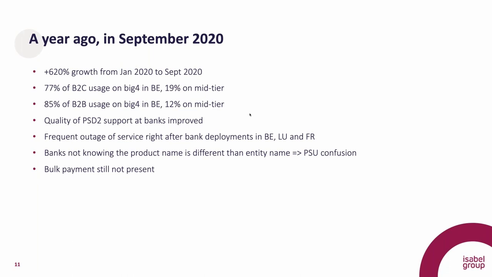And so when you look at the numbers from September 2020, we saw a 600% growth from January to September. Of course, we didn't start from a lot, but it was an interesting progression to see. And we saw, at least on our platforms, and those were the numbers only in Belgium at that point, 77% of B2C usage was on the big banks in Belgium and 85% of the B2B on the big four. We saw the quality of the support getting much better, but we were starting to see that the stability of the APIs was not that great. So with the traffic increasing, those interfaces, which we call APIs, were not really stable. And so we needed to work again with the banks and the regulators to see how to improve that.